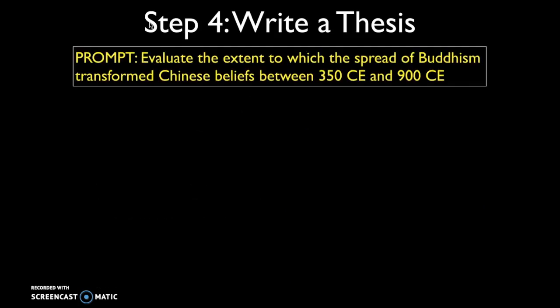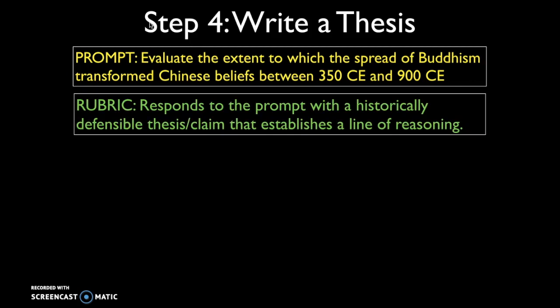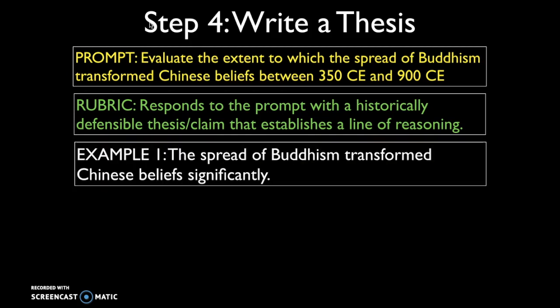So let's look back at our prompt. Evaluate the extent to which the spread of Buddhism transformed Chinese beliefs between 350 CE and 900 CE. Well, here's what the rubric says specifically about the thesis point. So to get the thesis point, you have to respond to the prompt with a historically defensible thesis or claim that establishes a line of reasoning. So let's take a look at an example thesis and decide whether we think it meets this threshold. So example 1, the spread of Buddhism transformed Chinese beliefs significantly.